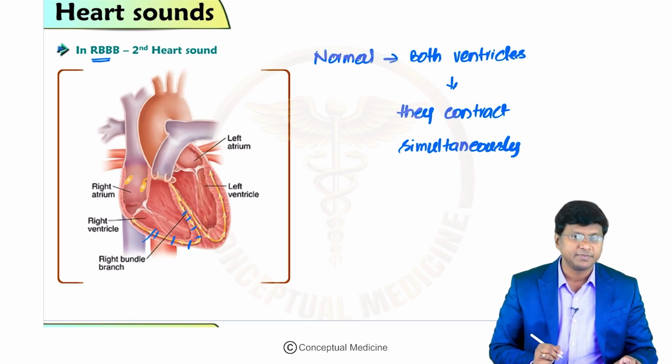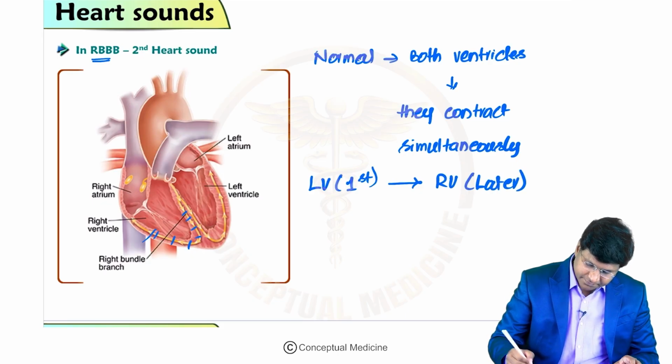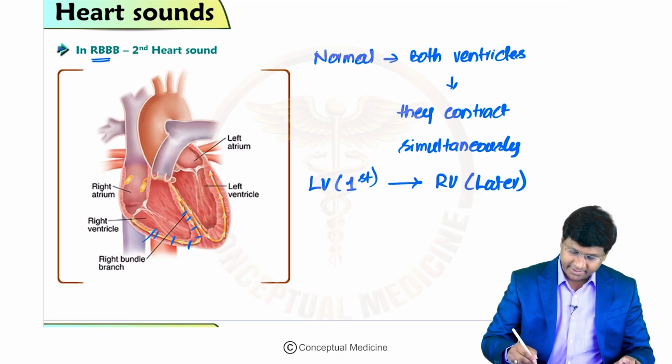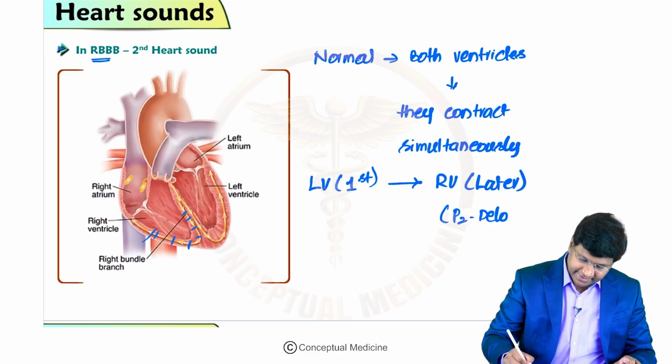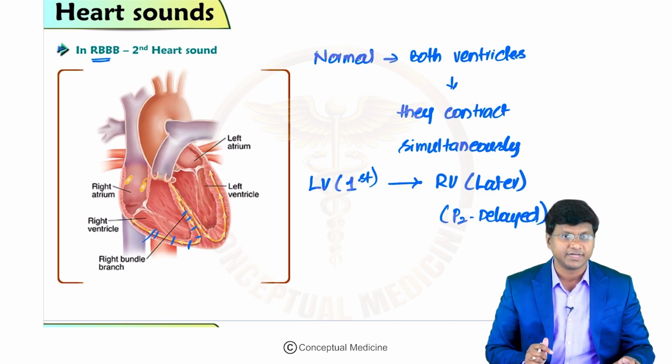But in patients with the right bundle branch block, what happens? The left ventricle will contract first, followed by that the right ventricle will contract later. So thereby what will happen to your P2? The P2 will be delayed. That is what will happen in patients with the right bundle branch block.